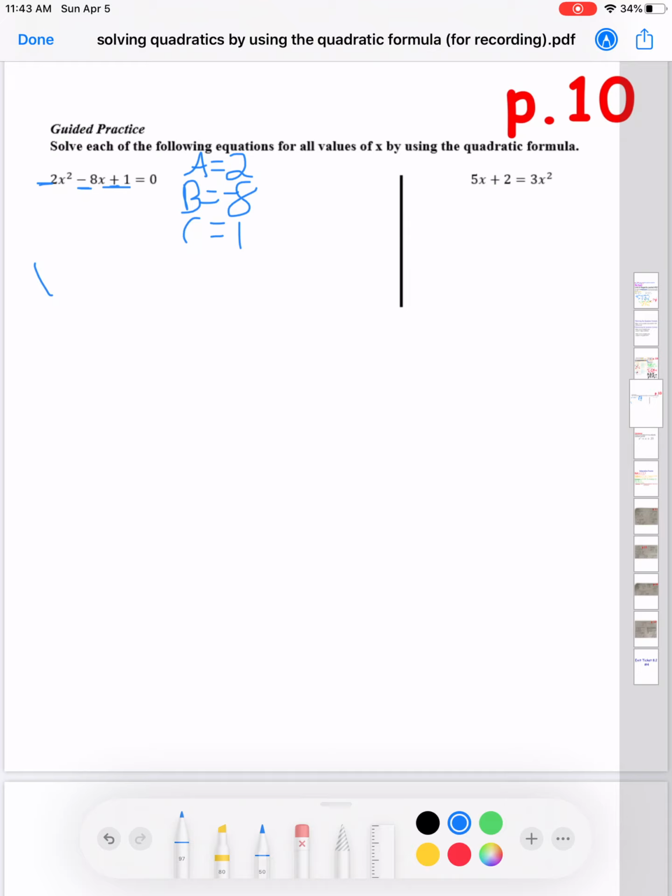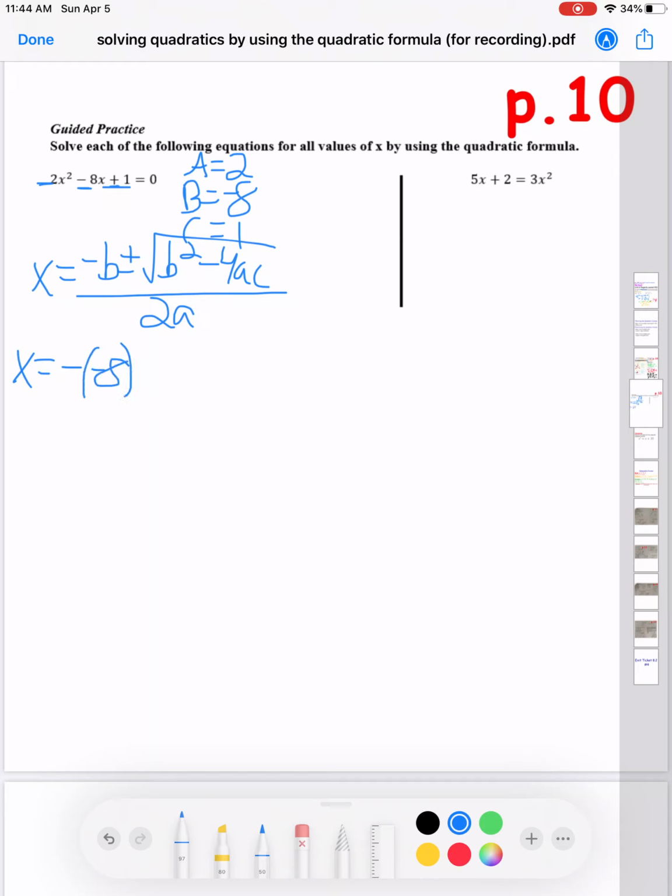I'm going to start first by rewriting my formula. X equals -b plus or minus the square root b squared minus 4ac all over 2a. Now let's go ahead and substitute our numbers in. X equals negative. Now b was -8, so notice I have -8 plus or minus the square root b squared. So that's -8 squared. Notice I'm using parentheses. Minus 4ac, so 4 times 2 times 1, all over 2a, or 2 times 2.